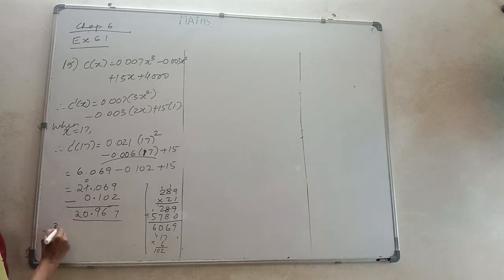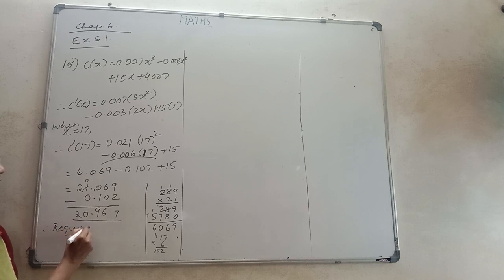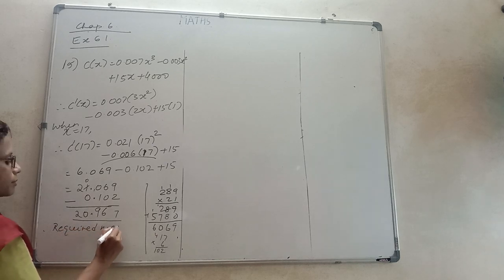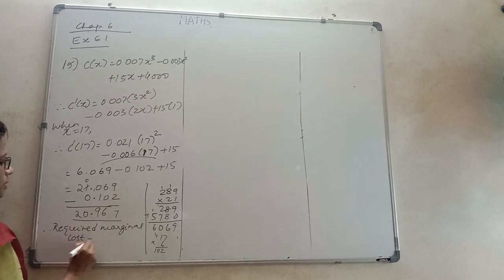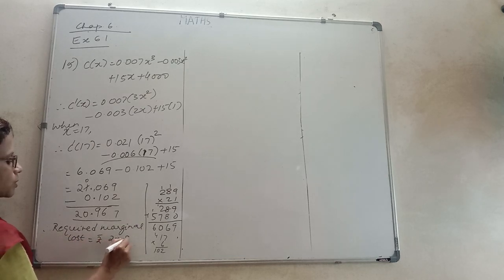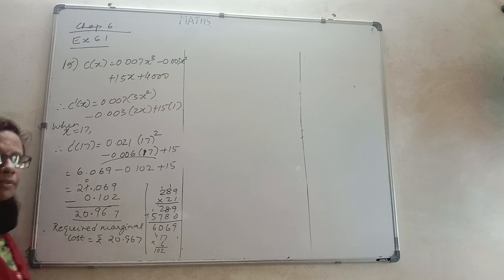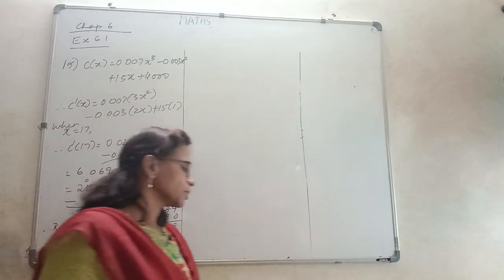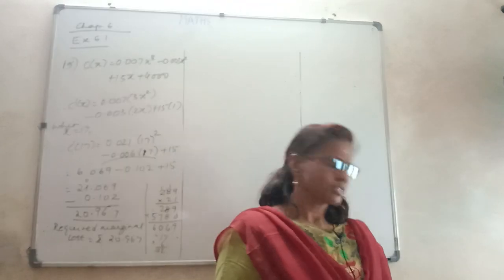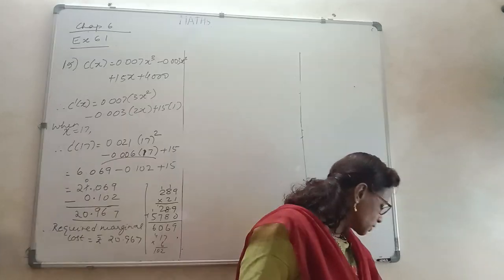If it's a bigger question, you should conclude properly. Required marginal cost is rupees 20.967. Of course, if it's coming like an MCQ or something, you don't have to do it. Just have to directly get it done. So that's about it. Quite simple, actually, very simple. So we quickly go to the next question also.